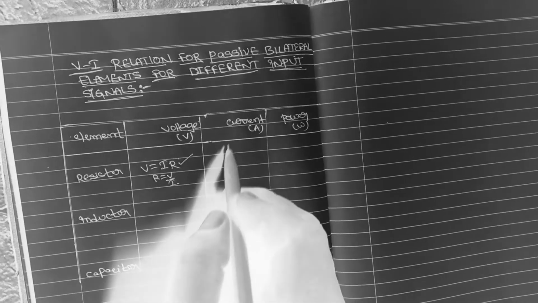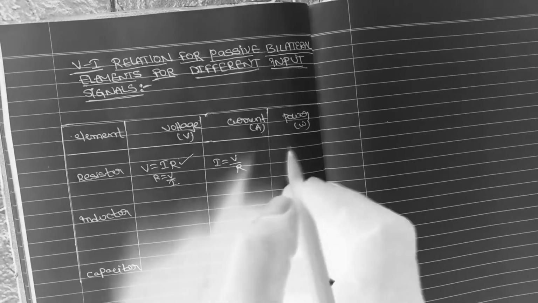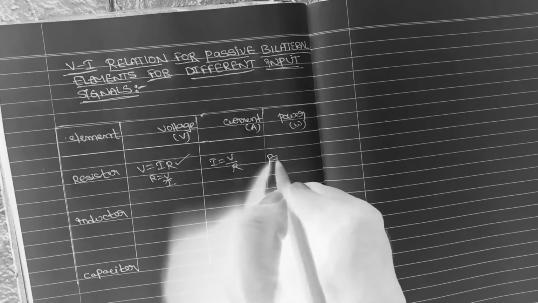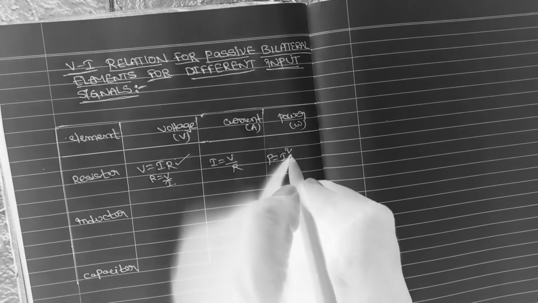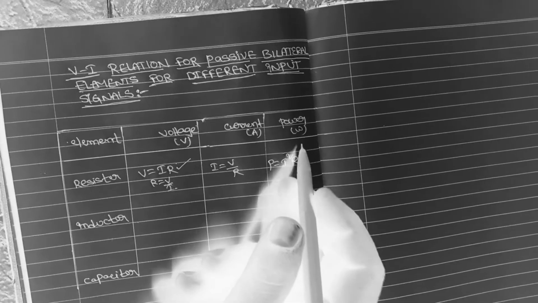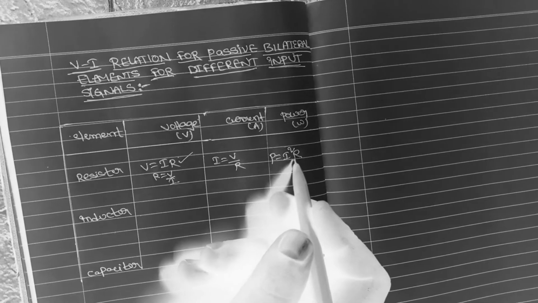And if you want the current equation for the resistance, I is equal to V by R. And for the power equation, P is equal to I square R. Why? Because here the resistance is there, and this is the total power based on voltage and current. So that is some ohmic losses, also called I square R losses.